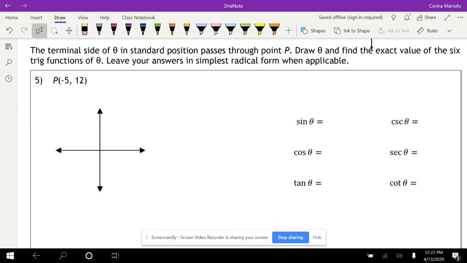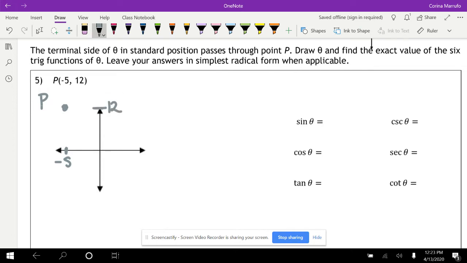Okay, so this is where you start. You start off by graphing the point. So the point is -5, 12. So we're going to take the point and, since it's -5, we go 5 to the left. And so this would be -5. And then it's +12, so we would go 12 up. And so we put a point here. We call that point P. We'll say this is 12.